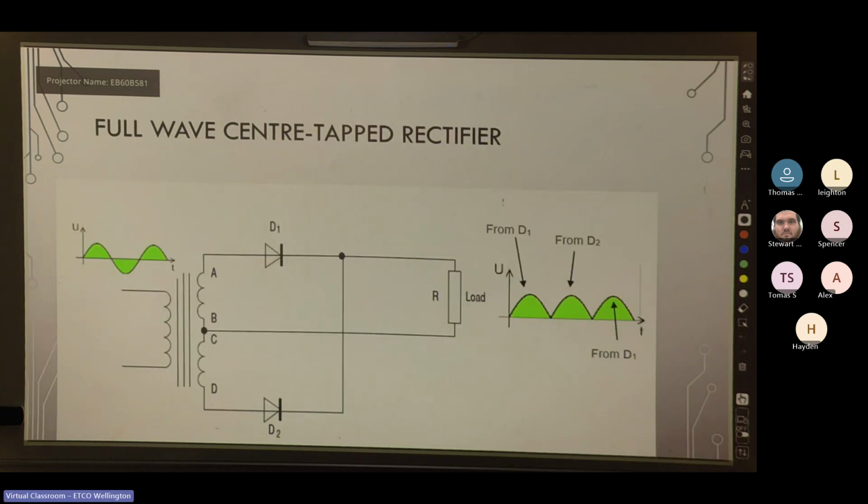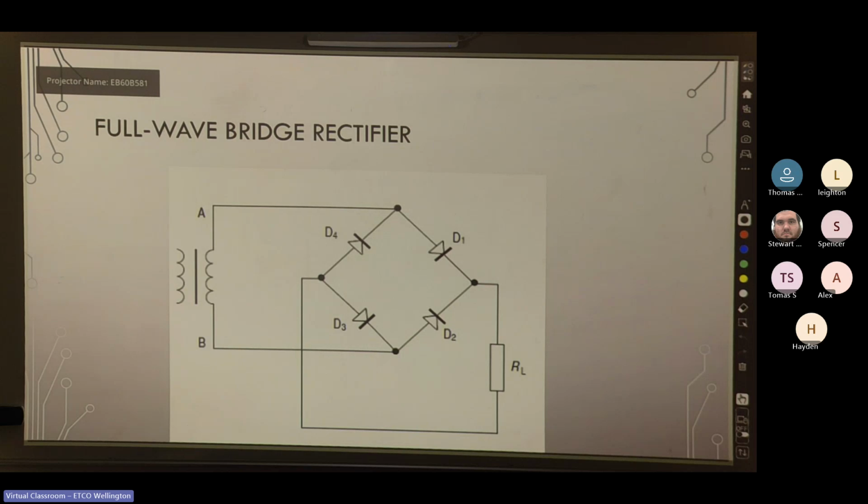Cool. This is what we call a full wave center tapped rectifier. By using a center tap common terminal, full wave rectified DC can be produced by using two diodes. The disadvantage to this is it requires a more expensive center tapped transformer. So you wouldn't normally see these. These are what they came up with before they came up with a full wave bridge rectifier.